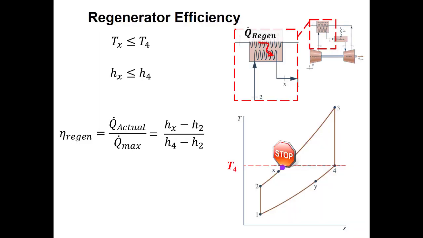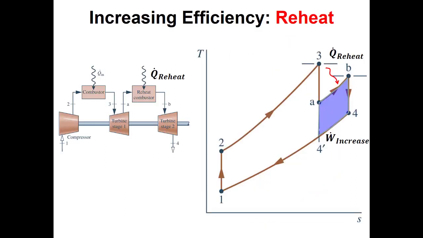And if we use this equation, this gives us our regenerator efficiency. So oftentimes a problem will either ask us what's the regenerator efficiency or tell us what the regenerator efficiency is. Typically, regenerator efficiencies, just because of the way that heat exchangers work, run between 60 to 80%. So we usually don't get all the way up to T4, but we're still reducing the amount of heat that we have to put in.